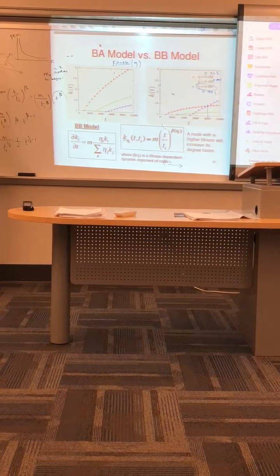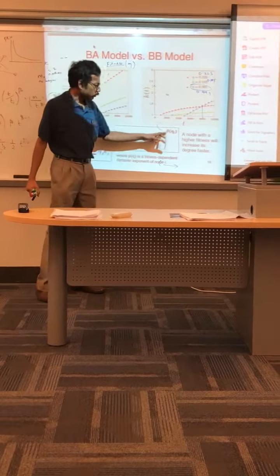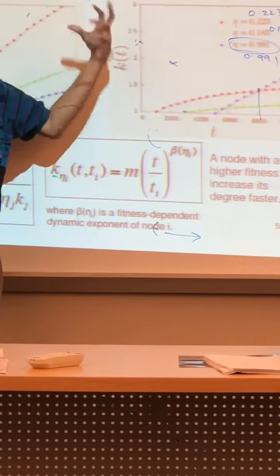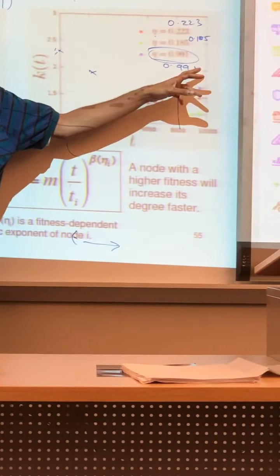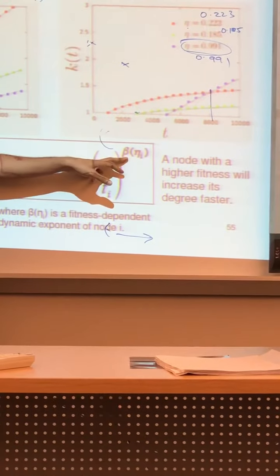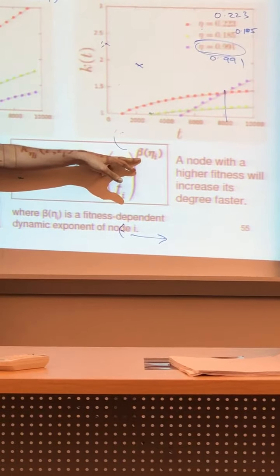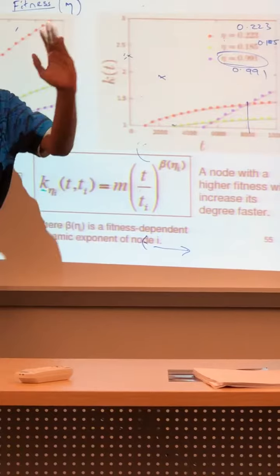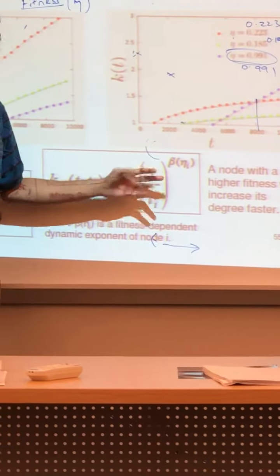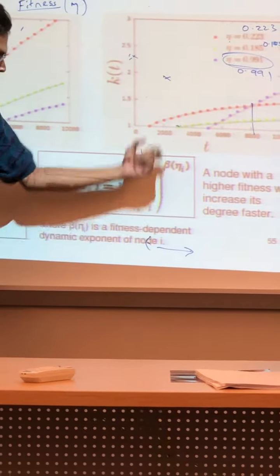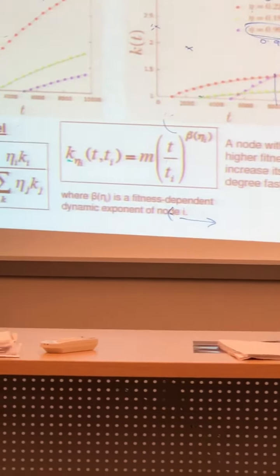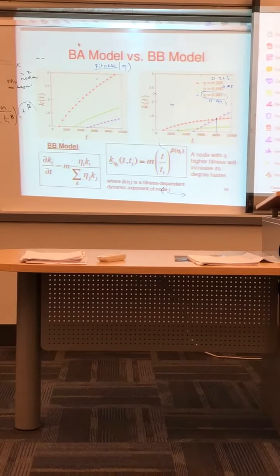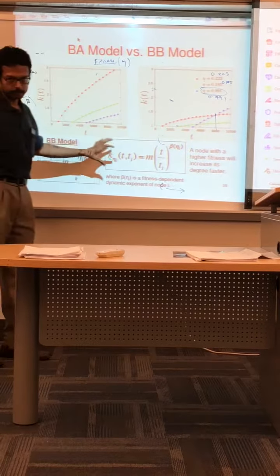Because it's an exponent, if nodes have larger fitness, what happens? The degree will just explode with time. If the nodes have a smaller fitness and beta is a function of eta i, what will happen? The degree will not increase that fast. So that's why we have the exponent as a function of eta i. Larger fitness, faster increase with time. So clear? That is how we have to interpret this expression.